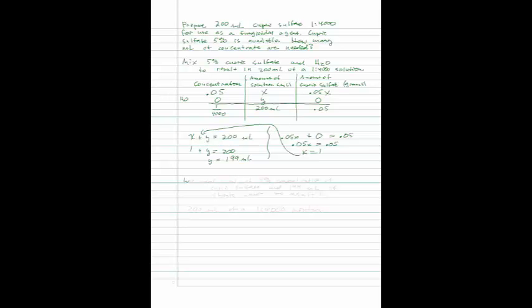So to put this together, we need 1 milliliter of our 5% concentration of cupric sulfate, and 199 milliliters of sterile water to result in 200 milliliters of a 1 to 4,000 mixture. And that will conclude this lesson.